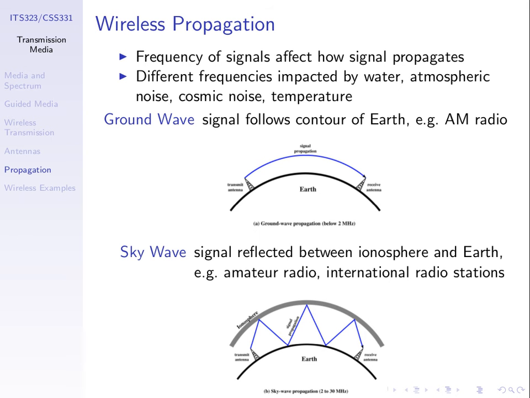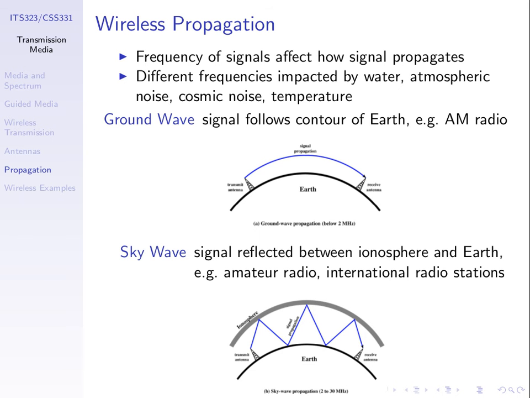What this picture is trying to show, the black line is the Earth. We have two antennas, a transmit and receive antenna, let's say several thousand kilometres away from each other. Normally, if we try to send a signal straight through from one to another, it would be obstructed by the Earth. We cannot go through the Earth, the signal will not propagate very well. But if we use below 2 megahertz, the signal bends around the Earth. It follows the curvature of the Earth, meaning that even if there are obstacles in the way, such as the Earth itself, the signal can still be propagated to the receiver.